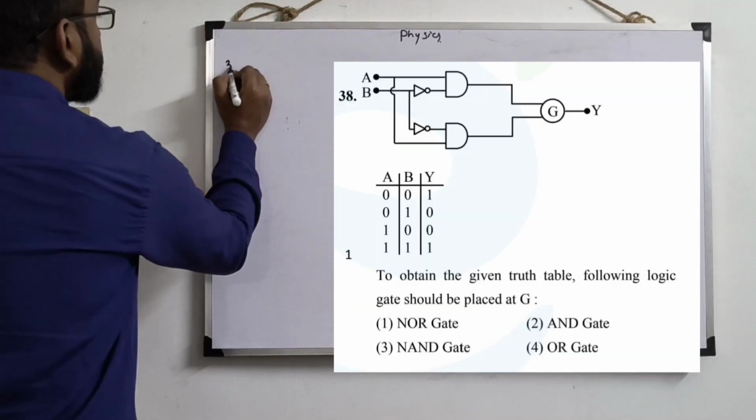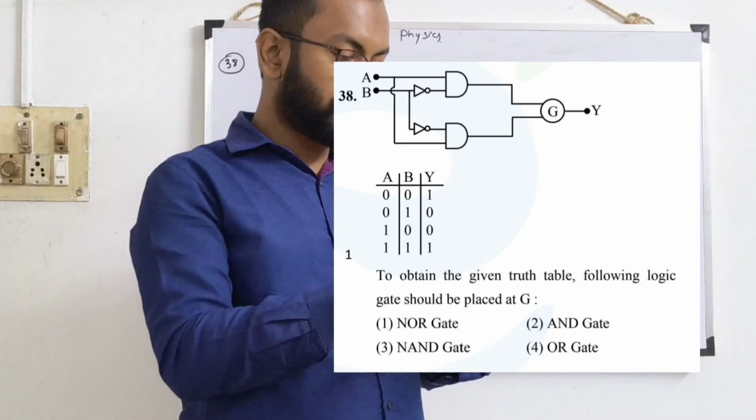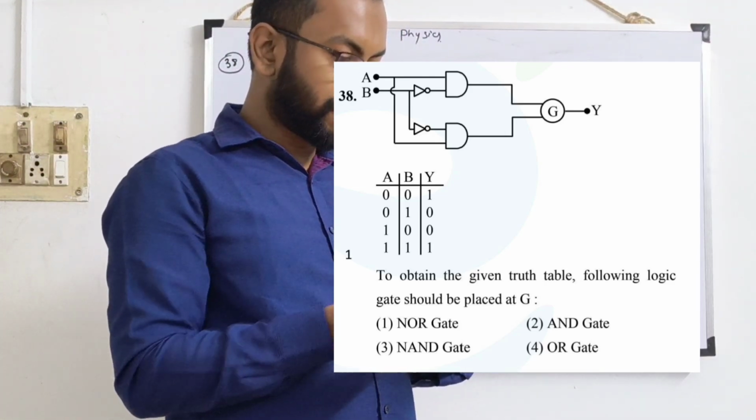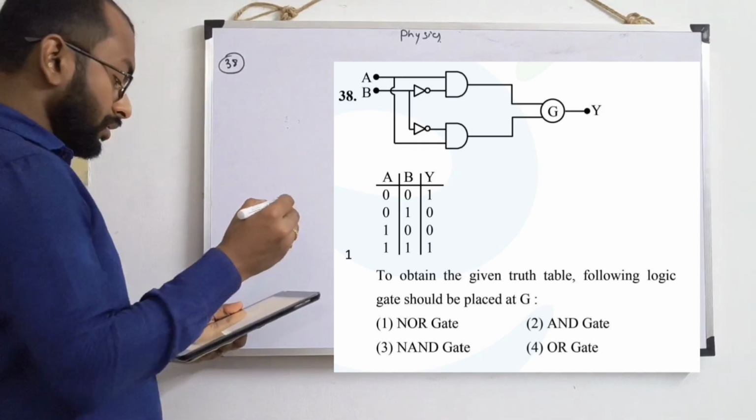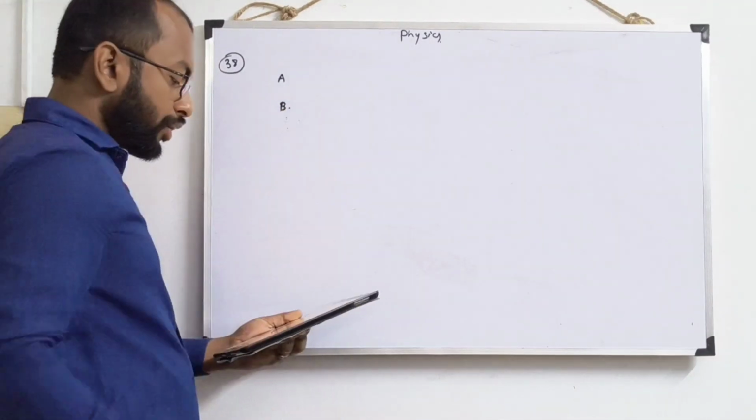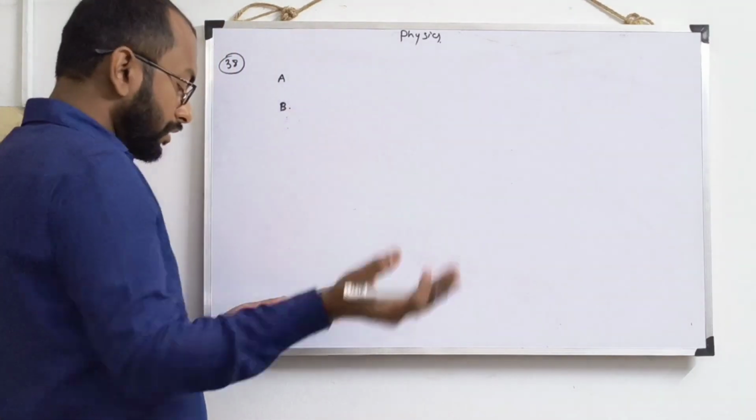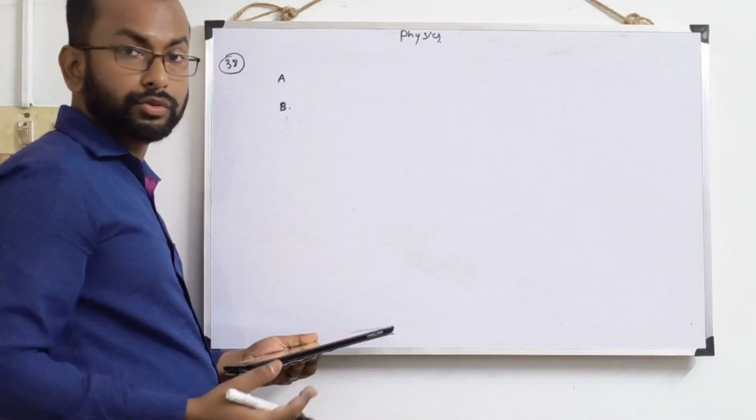Question number 38. They have asked in the topic of logic gates. From the topic of logic gates, they have asked one question. Okay, so the input signals A and B are given. You can see the screen for the question reference. I'm just reading and solving. This is a quick solution, so I'm not explaining much.